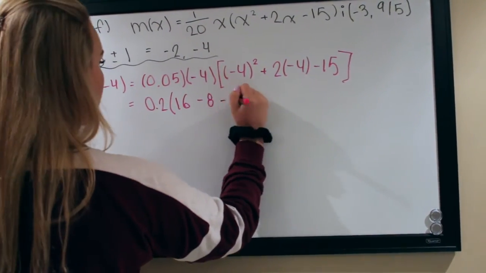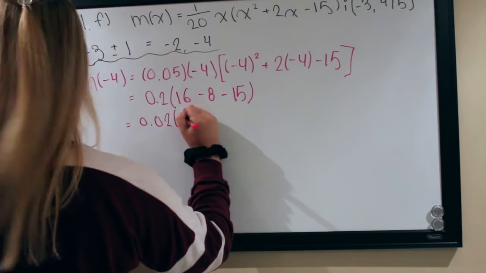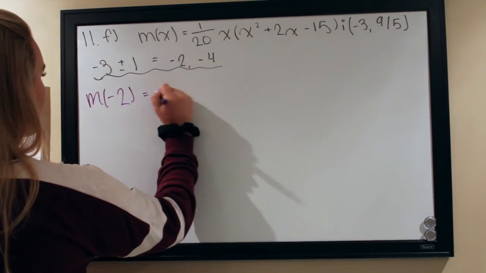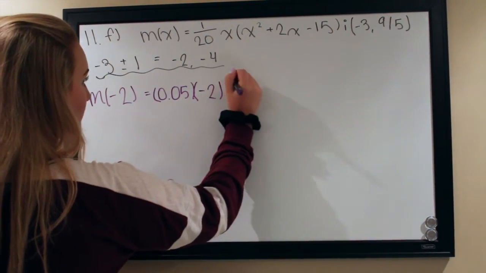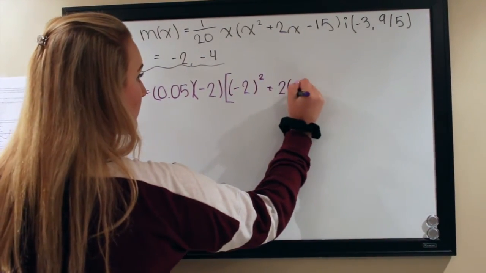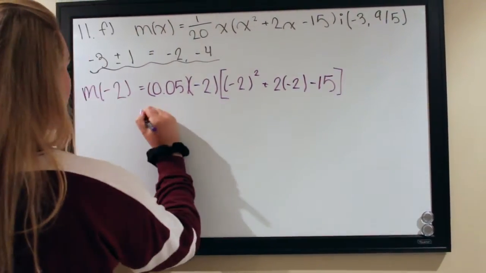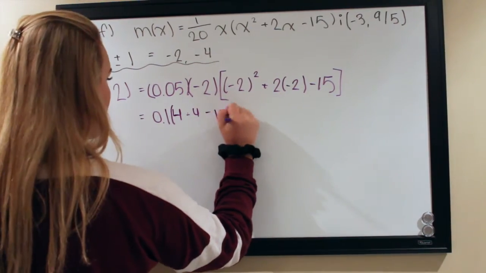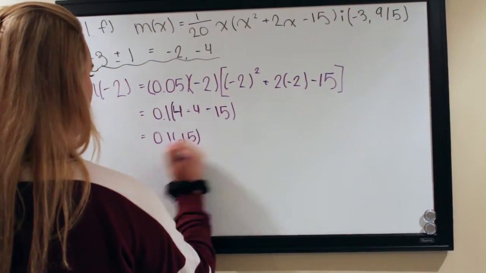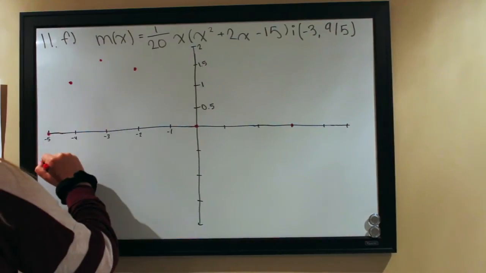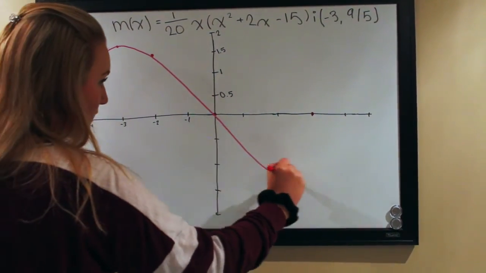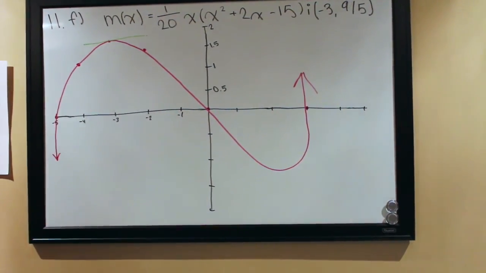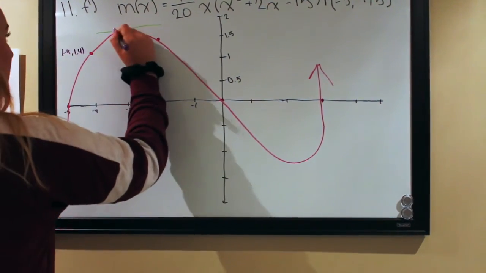Correction, negative 0.2. Correction, negative 0.1. As you can see, negative 4 gives you 1.4 and negative 2 gives you 1.5. At this stage, it is already becoming visible that the given point, negative 3 and 9/5, is a maximum.